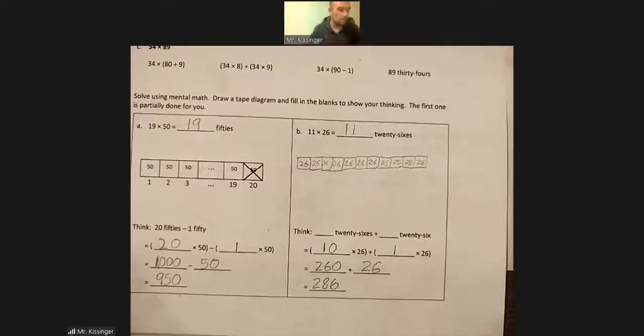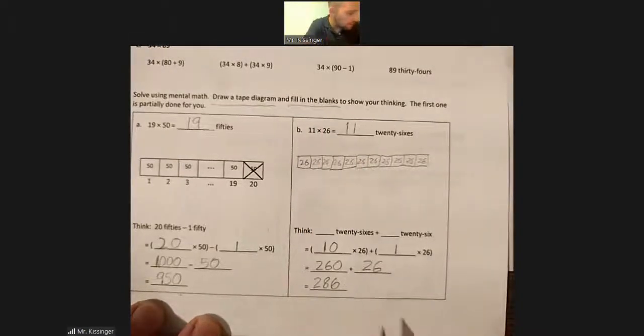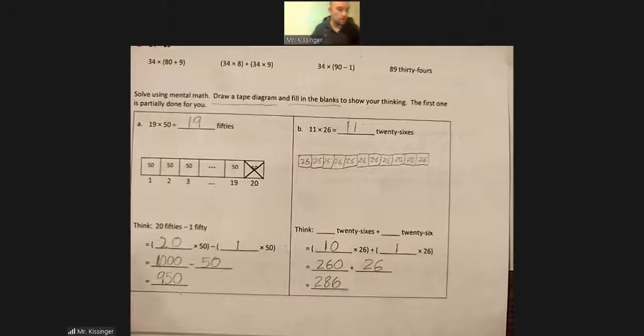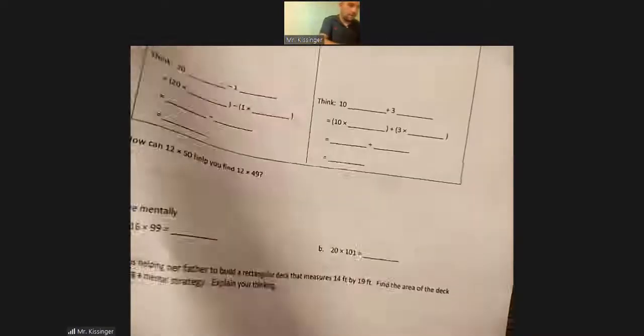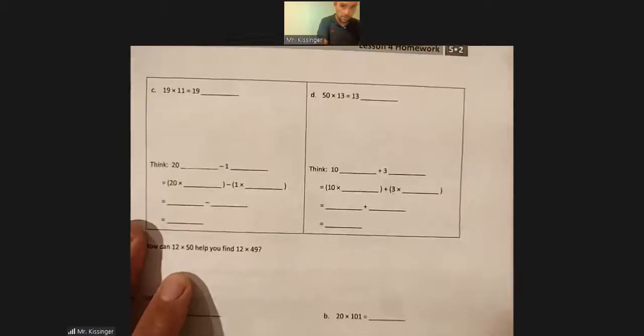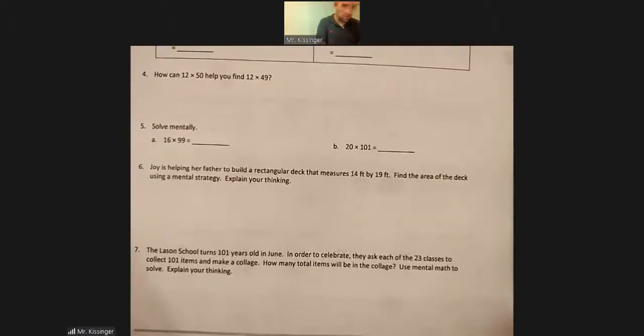All right, so we drew our tape diagram. We filled in the blanks. And then we got an answer to our expression there, or to our problem. All right, so let's flip to the back here. This says, let's do a word problem. So we'll look at number 6 here.